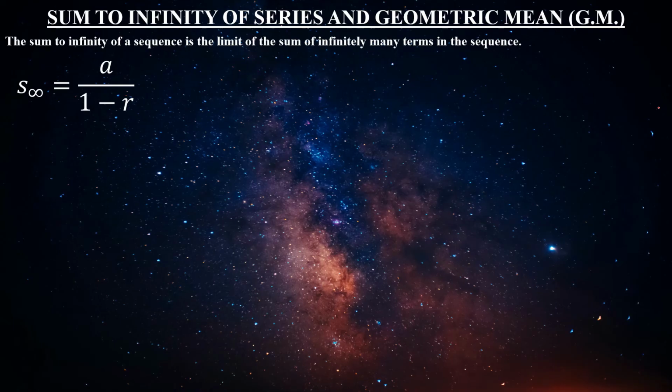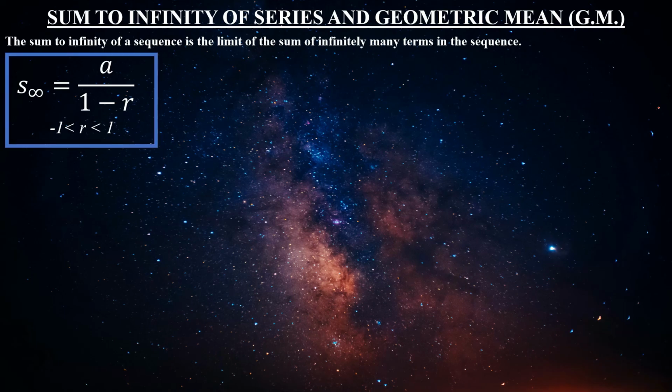So the sum to infinity is going to be a over 1 minus r, a being the first term and r being the common ratio, right? And r cannot be equal to 1, because if r becomes 1, we're going to have 0 in the denominator, and this one will become undefined.